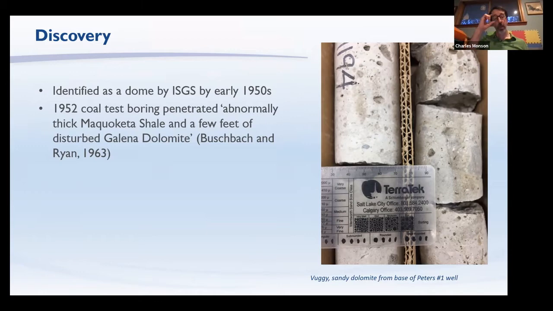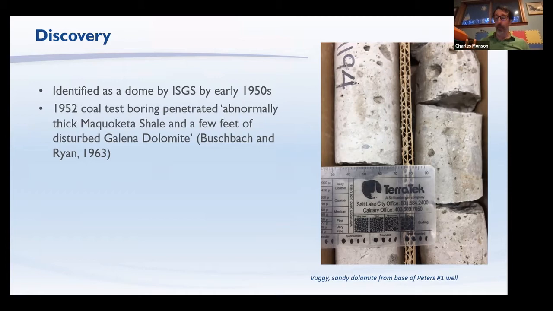So in 1952, somebody who was looking for coal decided to check out the dome. They sank one well into it, on the flank of the dome, not right at the center. For the first 1,000 feet or so, they saw pretty much what they expected: topsoil, glacial deposits, and then the ordinary expected Silurian-Ordovician Illinois Basin stratigraphic succession. They went through the Ordovician Maquoketa Shale, which is expected to be around 200 feet thick at that location. And when they got through that 200 feet, they got to something that looked a little different.